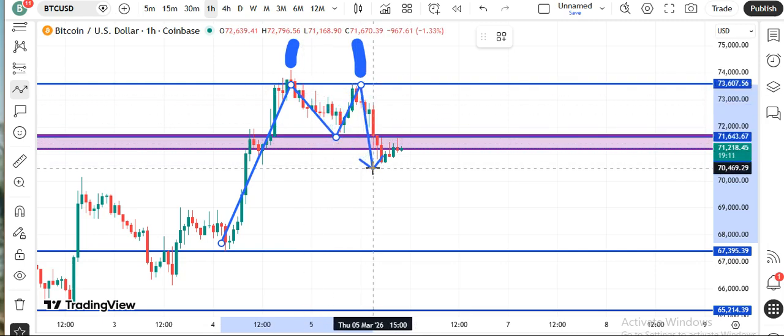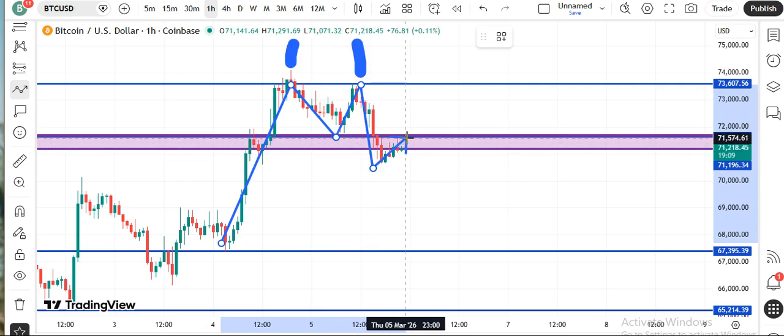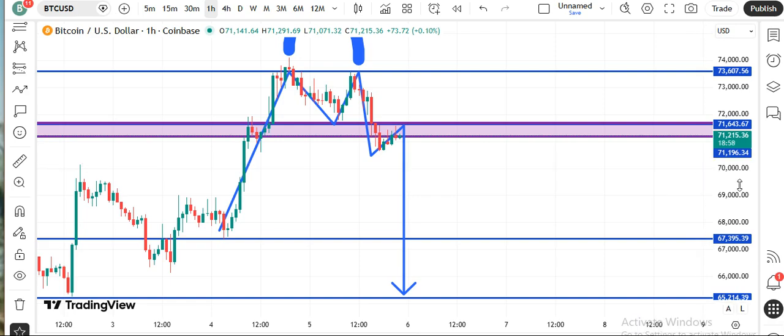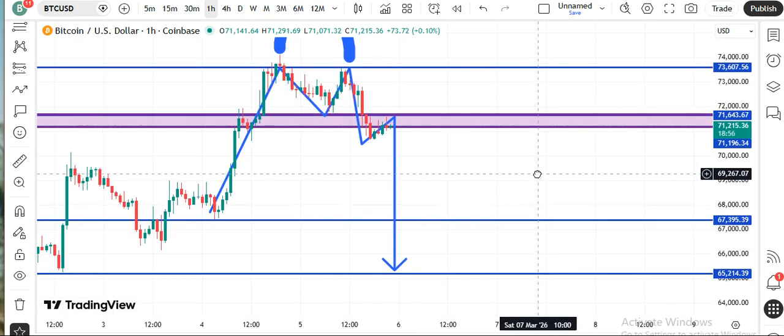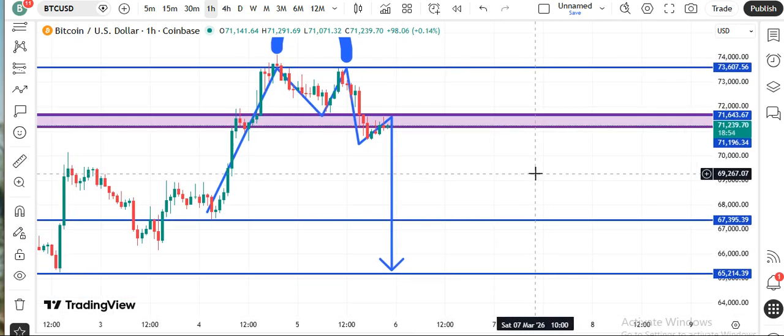What do you anticipate? Pullback to give us a lower high. From there, what happened? Further sells to the downside. So you can see from the monthly to the 1 hour, the same thing we are seeing.